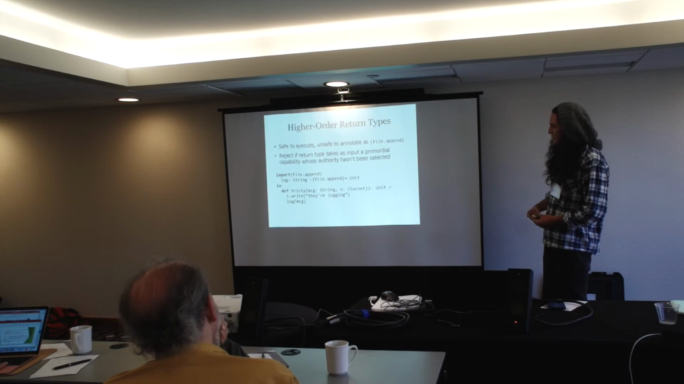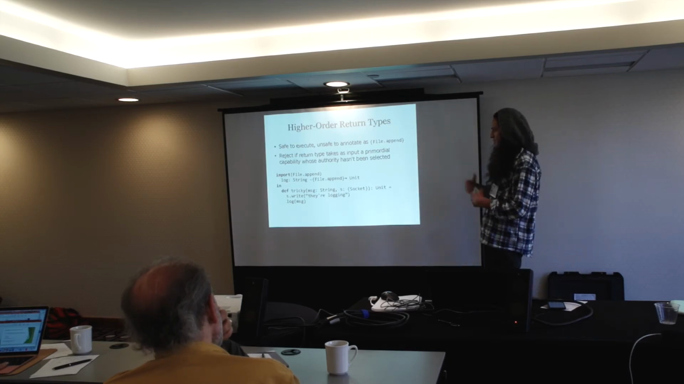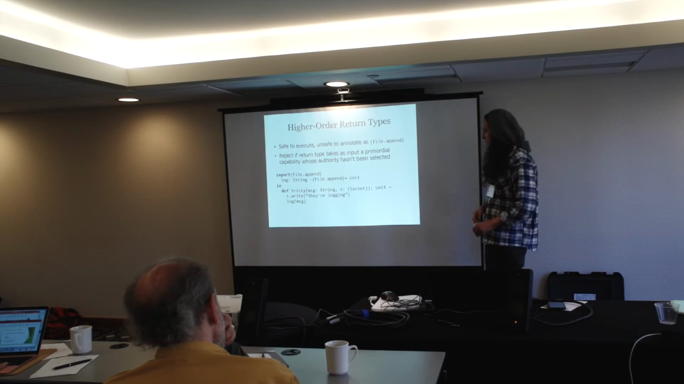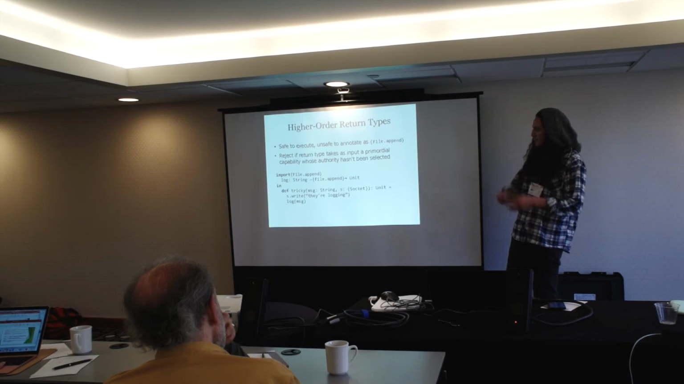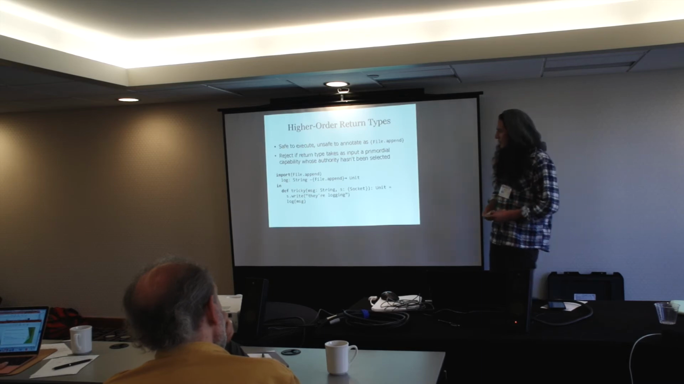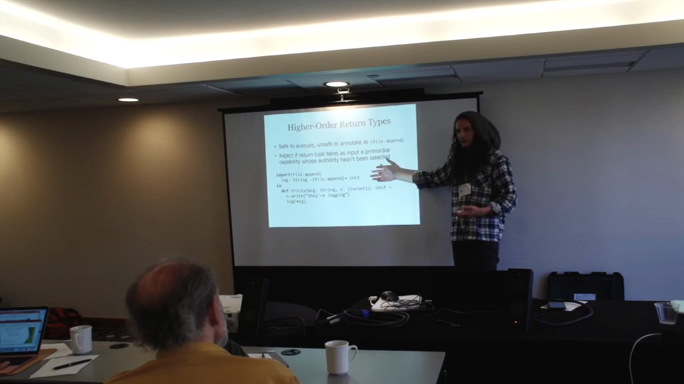So what we should do, in cases like this, is reject a program if the return type takes as input some primordial capability. So in this case, socket is something that's passed in, and just exists since the beginning of the program. And the effects of that capability haven't been selected.